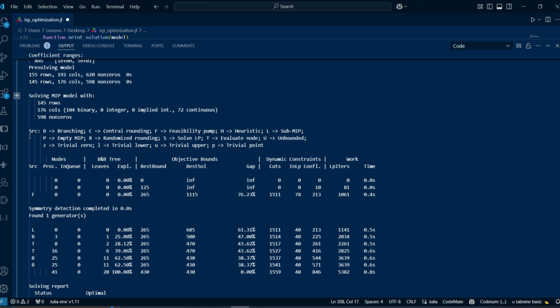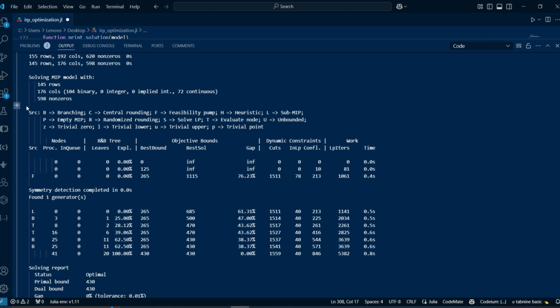Okay, and what is next? The final model consists of 145 constraints to handle routing, inventory capacity, and delivery balance, and 176 variables, out of which 104 are binary, ensuring decisions like vehicle usage and route assignments are appropriately modeled.